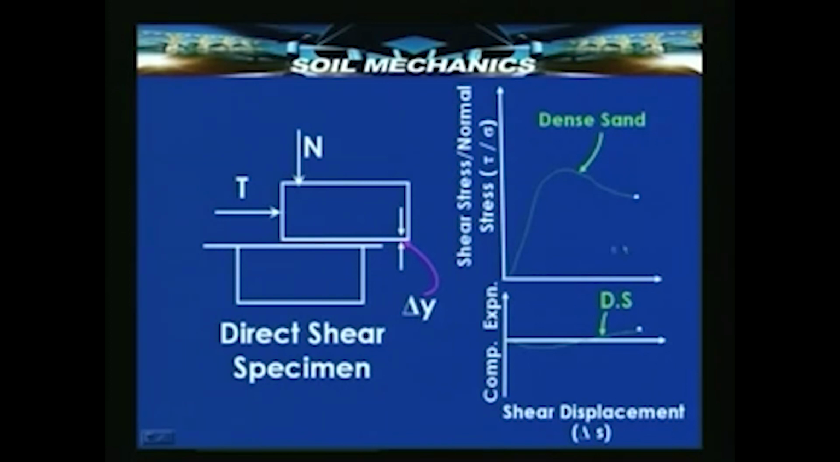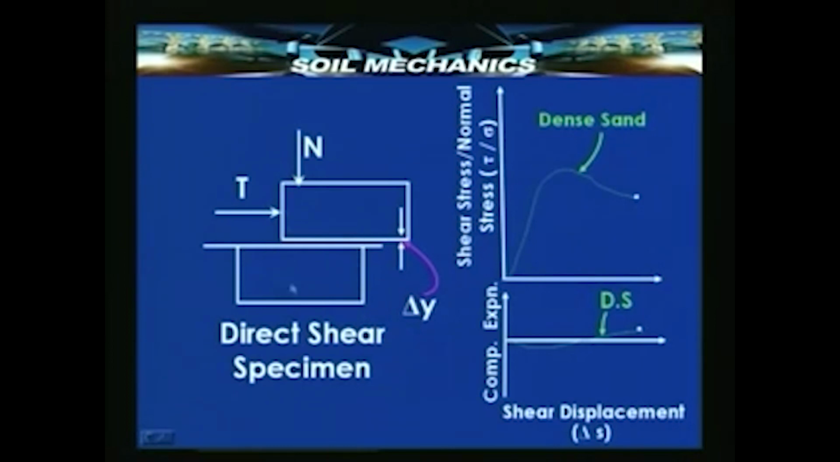One of the reasons is, as you apply shear displacement, a dense sand tends to become loose, and as it becomes looser and looser, at some point it starts showing a downward trend in the shear stress to normal stress ratio. For example, the shear displacement shows how the expansion takes place.